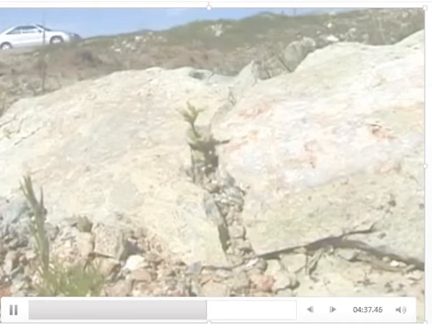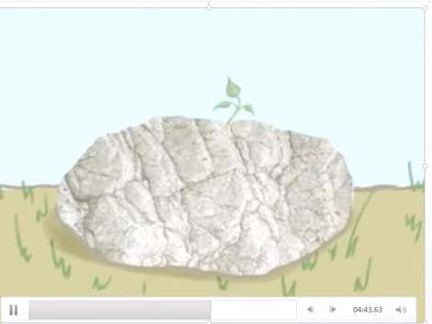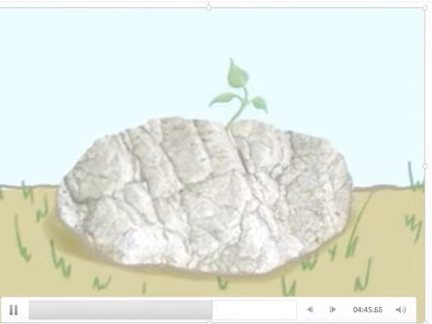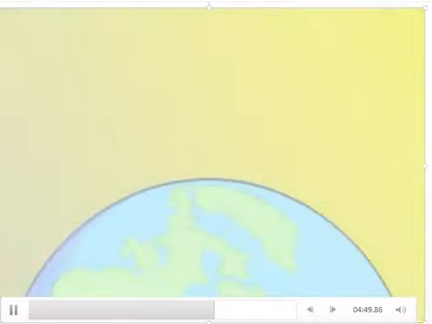Plants can grow in cracks in rocks. As the plant grows, the roots of the plant grow too, making the crack bigger and bigger until... wind.